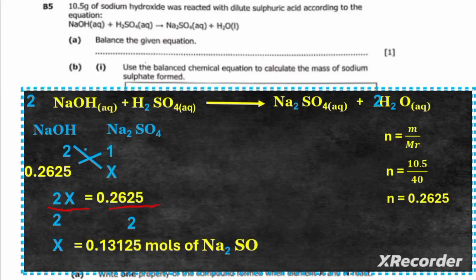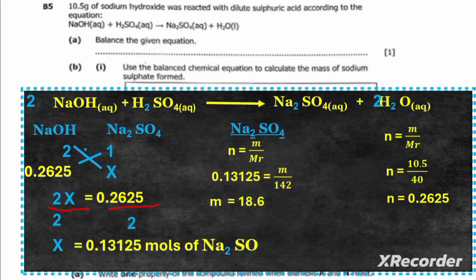Now let us find the mass. So to find the mass, we are going to say number of moles is equal to mass divided by molar mass. Where there is number of moles, we are going to write 0.13125 divided by 142. We do a cross multiplication, we are going to get 18.663375. We round off. Mass is equal to 18.6 grams.